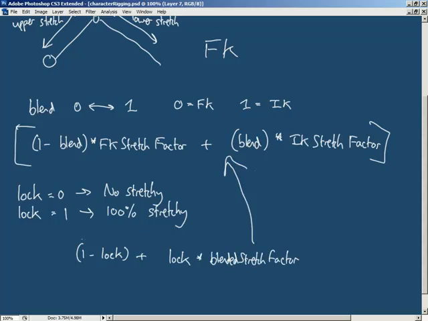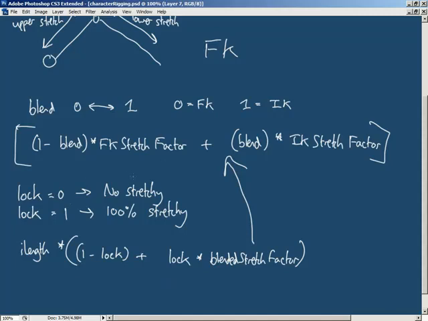We can take all of this, and if we were to multiply that by our IK length, that would give us the final bone length that we need. If we're set to 0 on the lock, we're not allowed to have stretchiness. That's going to give us a value of 1 returned from all of this expression, multiplied by our IK length, gives us our original length back. We don't have any stretchiness. As soon as we're set over to a value of 1, we're getting 100% stretchiness. We'll get whatever is returned from our blended stretch factor as the result from this expression, and that will give us that multiplied by IK length, giving us our stretched bone length.